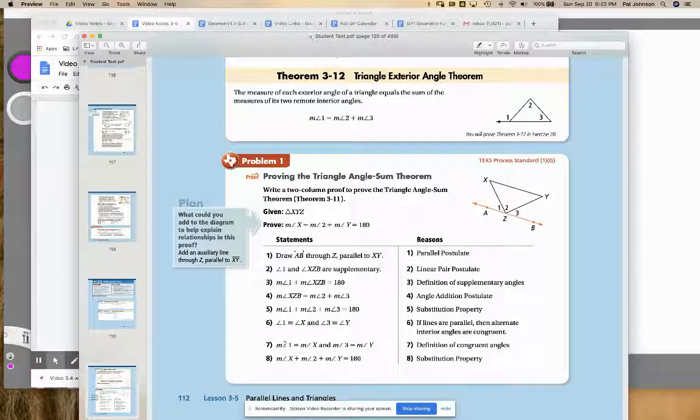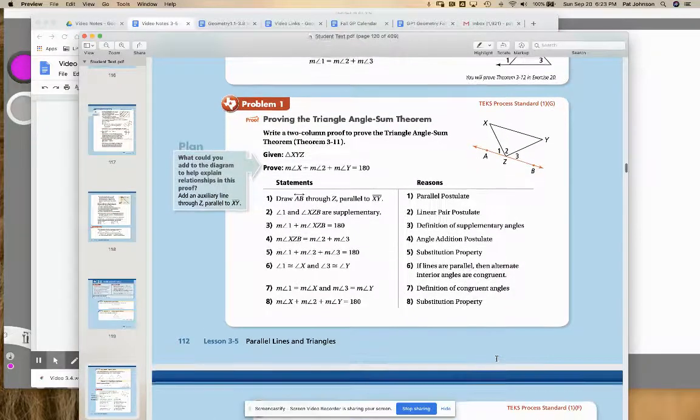Then we can say the measure of angle 1 equals the measure of angle X and the measure of angle 3 equals the measure of angle Y. So we went from congruency to equal by using the definition of congruent angles. And then we can just do what? Use the substitution property. So the measure of angle X plus the measure of angle 2 plus the measure of angle Y equals 180 for the substitution property. And now we've proved that theorem.